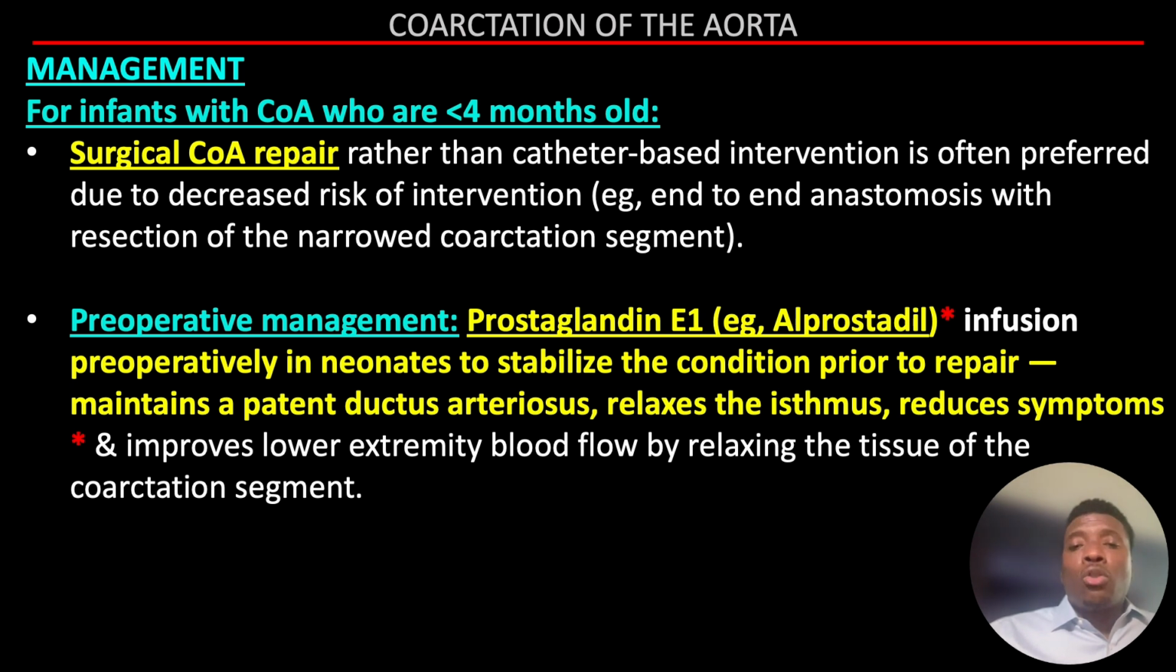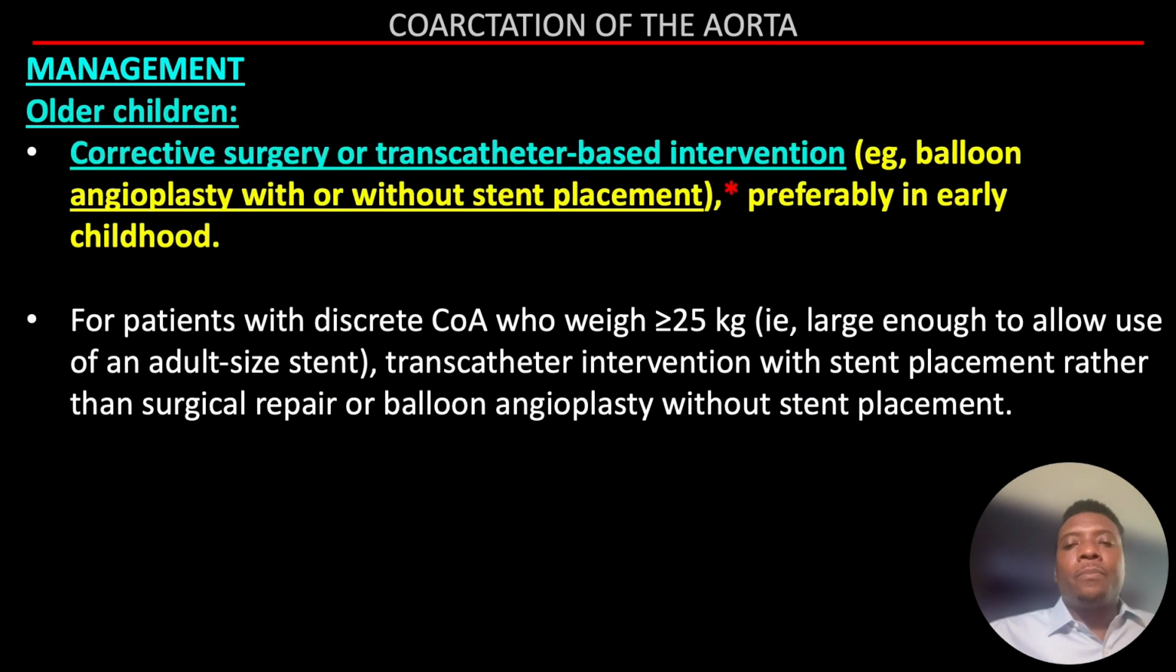However, prior to surgical repair, these infants are often given a prostaglandin E1 medication because that helps to do a few things. It helps to maintain patency of the ductus arteriosus, which allows to improve blood flow. It also helps to decrease some of the narrowing of the coarctation, and again, it helps to relax the isthmus to allow for blood to flow much better. So oftentimes they're given a prostaglandin E1 analog prior to surgical repair.